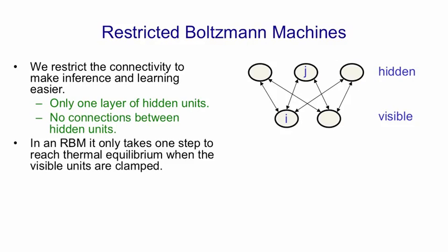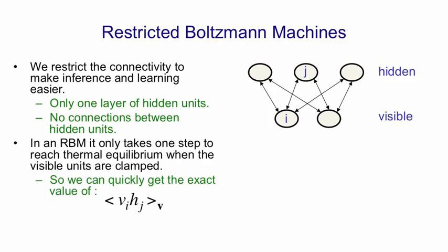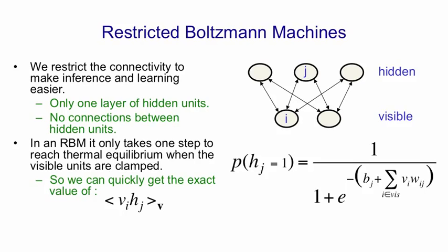The good thing about an RBM is that if you clamp a data vector on the visible units, you can reach thermal equilibrium in one step. That means with a data vector clamped, we can quickly compute the expected value of VIHJ, because we can compute the exact probability with which J will turn on, and that is independent of all the other units in the hidden layer. The probability that J will turn on is just the logistic function of the input that it gets from the visible units, and quite independent of what other hidden units are doing. So we can compute their probabilities all in parallel, and that's a tremendous win.